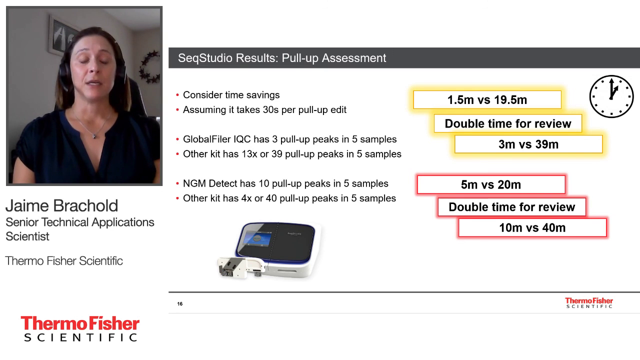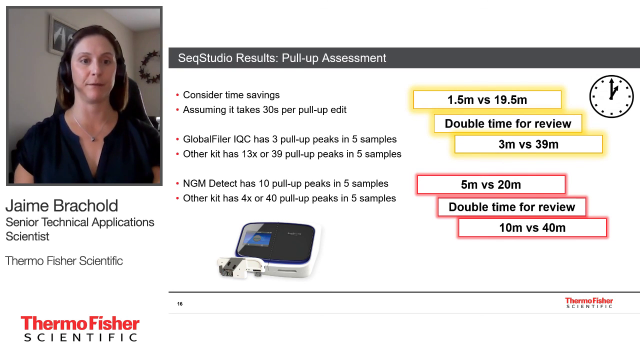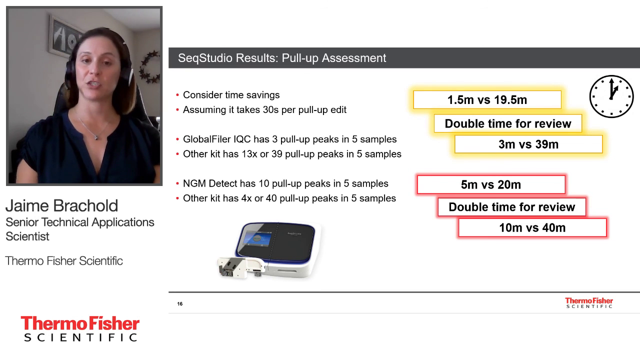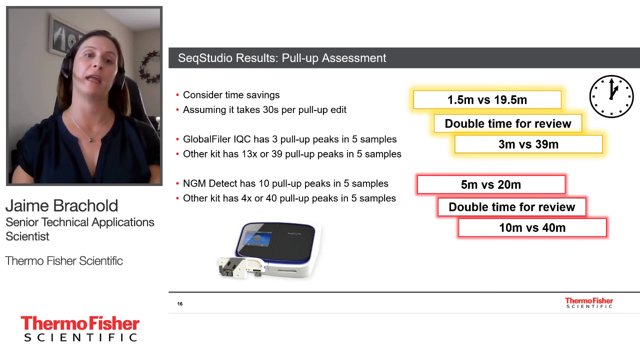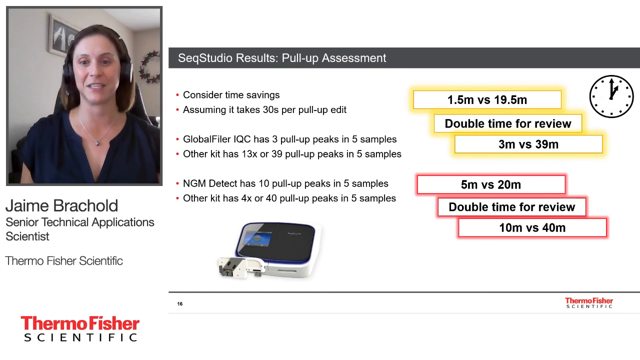For NGM Detect, which would have, let's say, 10 pull-up peaks in 5 samples, the other kit would then have 4 times that, or 40 pull-up peaks in those samples. So for initial analysis, we're looking at 5 minutes versus 20 minutes, whether you're running NGM Detect or a non-AB kit. And doubling that time for review, you're talking about a 30 minute time savings.